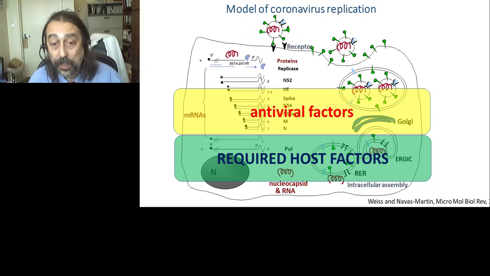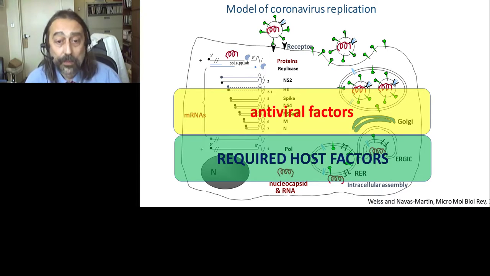And at one moment, this virus, like influenza, needs to interact with host factors that are required for helping in the replication, and it also needs to deal with antiviral factors. And again, like influenza, it's going to be the interplay between the viral components and the host factors that, in the end, gives a productive infection, with more virions being made, or an antiviral state of the cell preventing the viral replication.